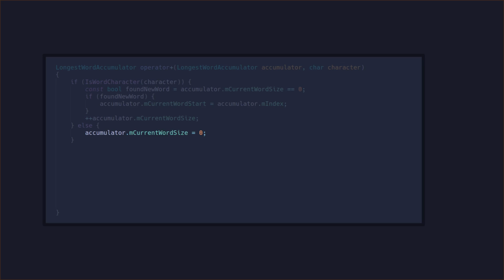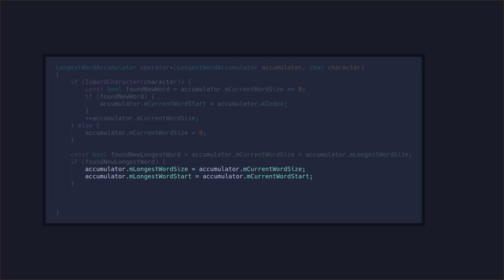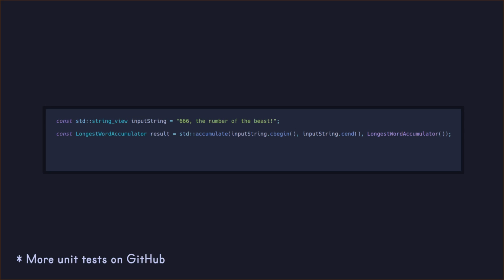After that, we need to check if the current word is the longest one so far. We check if the current word size is bigger than the longest word size and override the values if it is. And lastly, we increment the current index and return the accumulator. To use the class we just created, we provide it yet again as a starting value to the accumulate algorithm. To now actually get the longest word, we can use a substring method using the start and size provided to us by our accumulator.